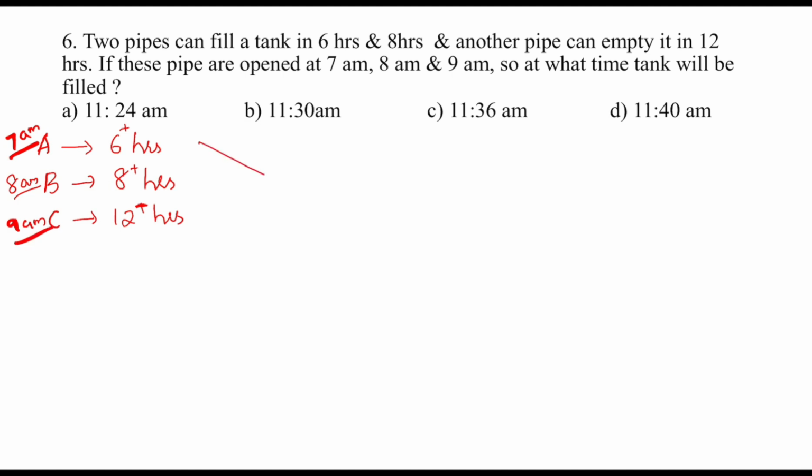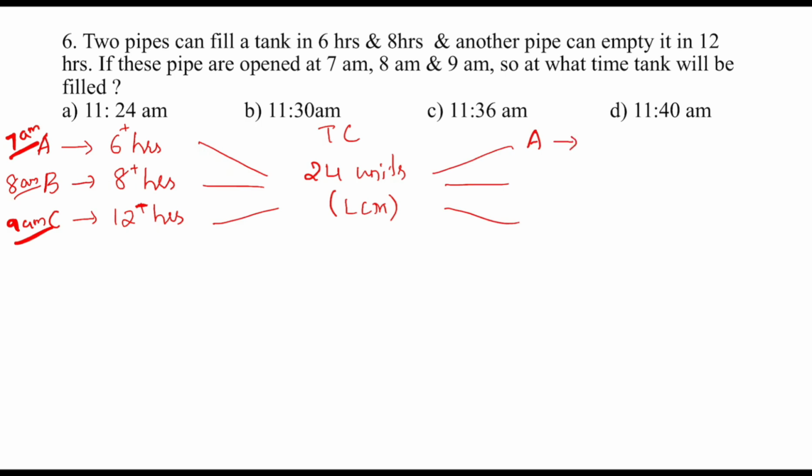So first thing, take the LCM of all these three, which will give us the total capacity. So 6, 8 and 12, the LCM is 24. So 24 units is the LCM and it is the total capacity of the tank. Next we will see the efficiency of A. A can fill 24 units in 6 hours. So in 1 hour how much will it fill? 24 by 6, which is equal to 4 units per hour.